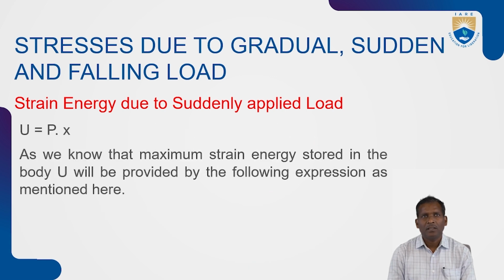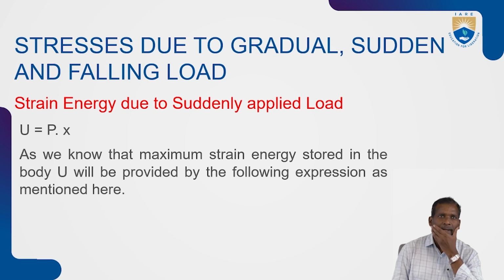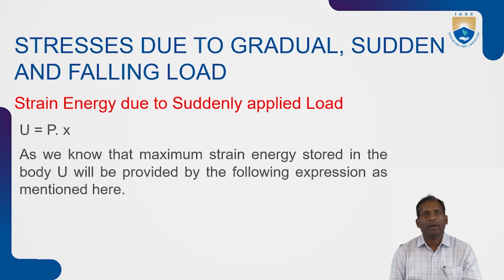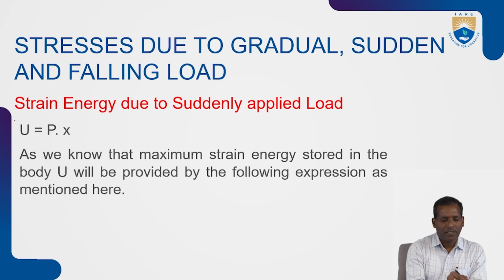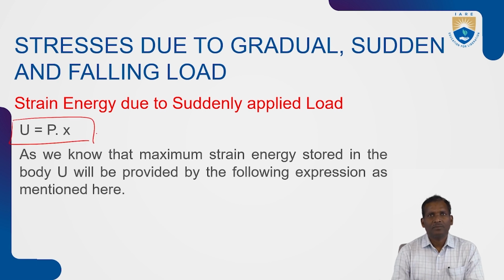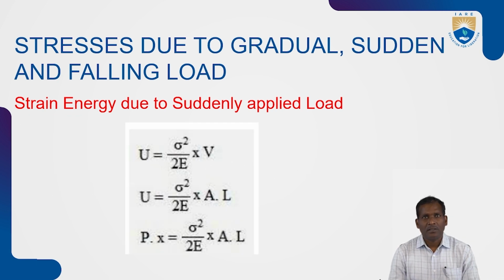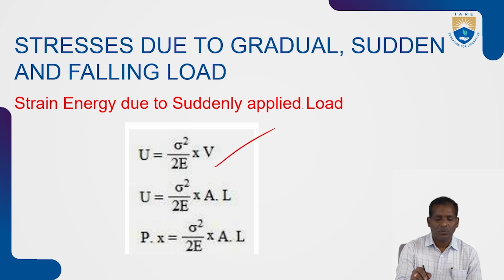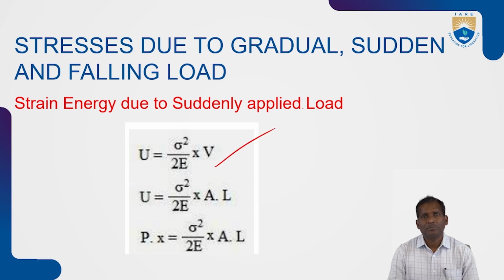P you can write in terms of sigma and A, and X also you can write in terms of sigma and modulus of elasticity. As you know, the maximum strain energy stored in the body U will be provided by the following expression. As mentioned already, U is equal to sigma square by 2E into V.